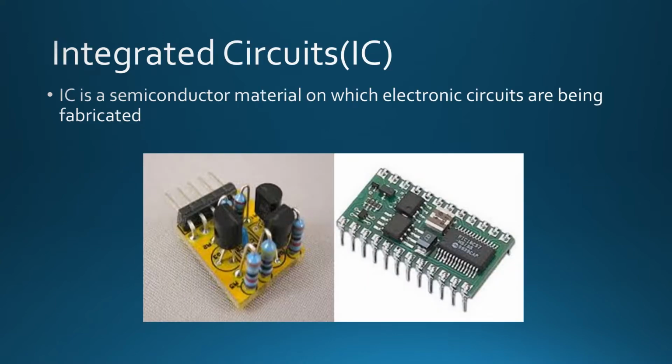What is an IC? IC is a short form of integrated circuits. An IC is basically a semiconductor material like silicon or germanium on which electronic circuits are built or fabricated.